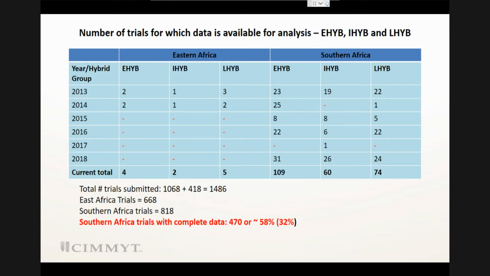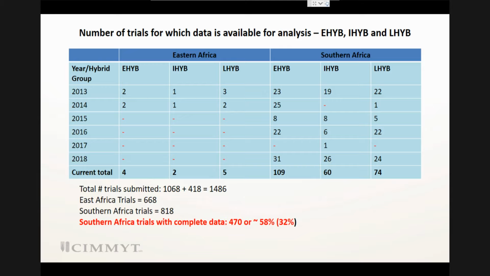You may remember, earlier on I mentioned that the two groups of hybrids were split. East Africa, early maturing, intermediate, late, those are the number of trials. Southern Africa, for these groups of hybrids, those are the number of trials. The current totals of what is available for analysis are down here. I have put in a brief summary at the end.